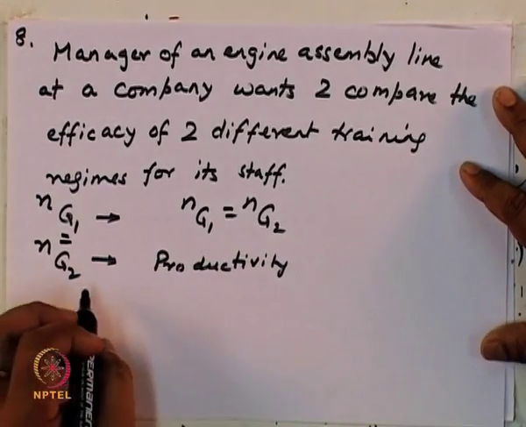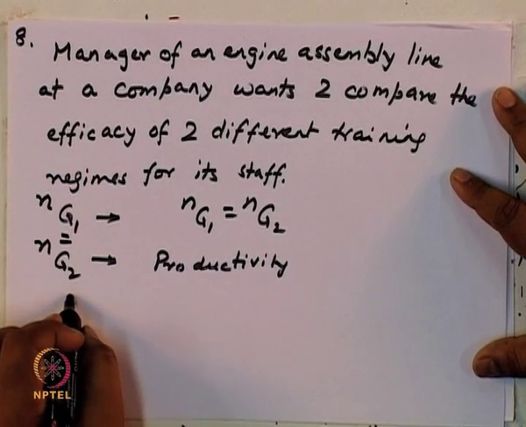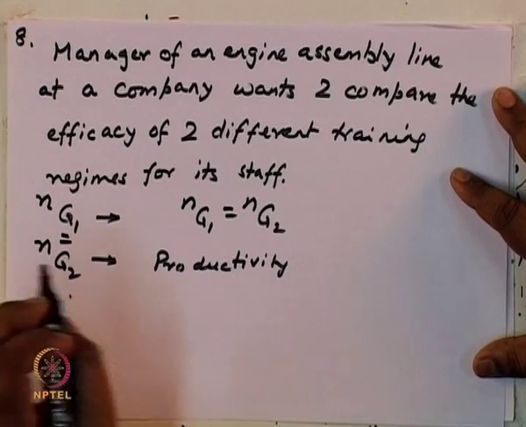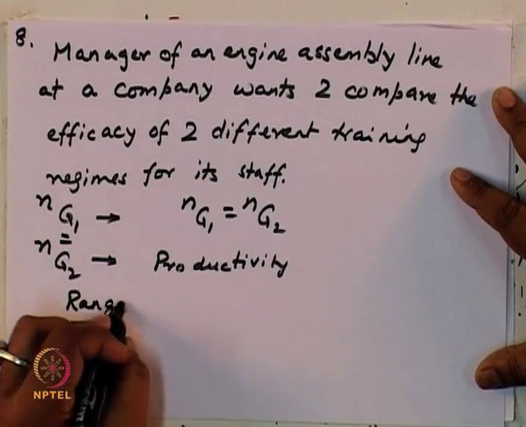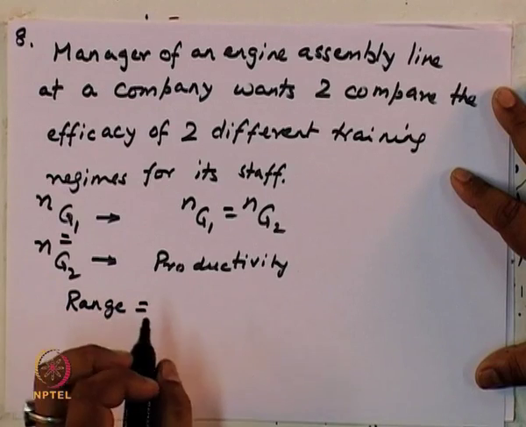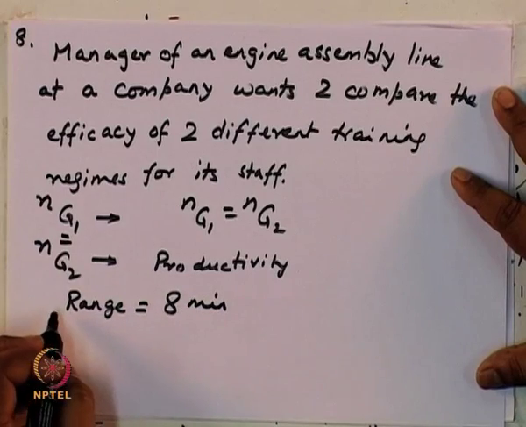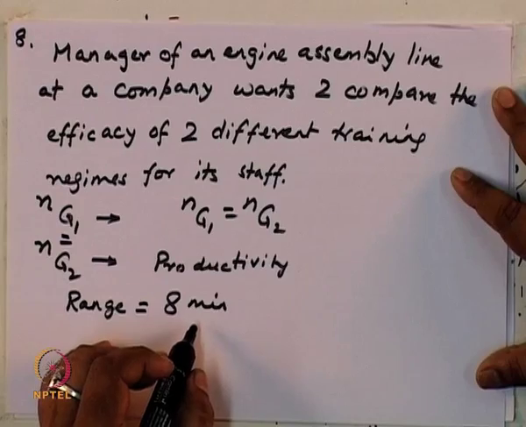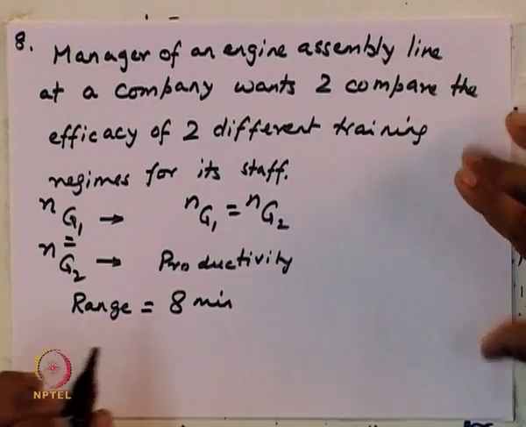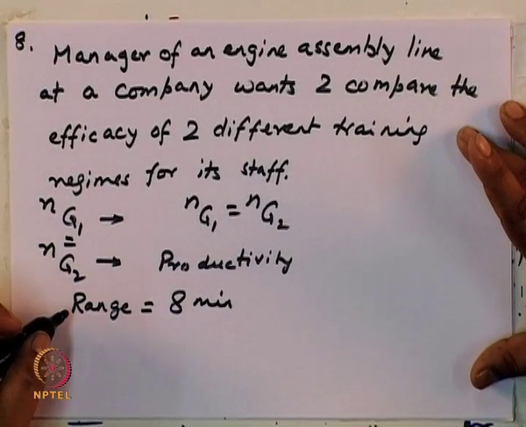And the productivity, what you are given is the difference, the estimate. Both these groups have a range of roughly 8 minutes. So, if you are given the range of productivity for both these groups, it is roughly 8 minutes, which means between the minimum and the maximum time to perform a task, it takes 8 minutes.